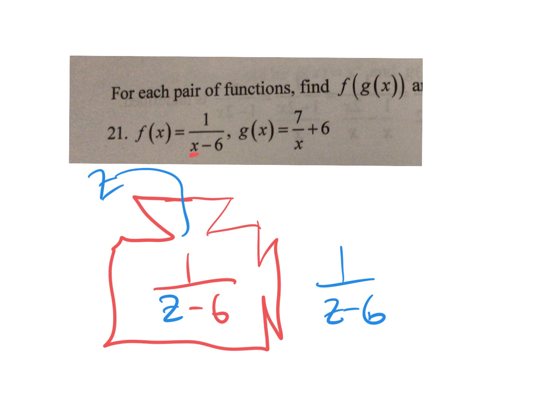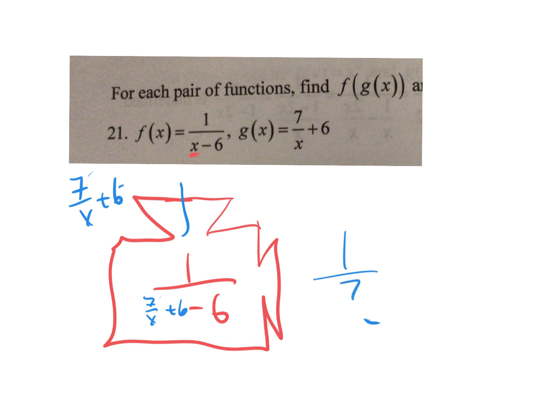Okay, now they're telling me to drop a function in. I kind of dropped in a function with a z, but it's just like a variable, so it doesn't really seem the same. But if we drop a function in, here I'm going to drop in that function, 7 over x plus 6. So what's going to go in here is 7 over x plus 6. And then you're going to do some cleaning up. Plus 6 minus 6 cancels out. So that leaves me with 1 over 7 over x.